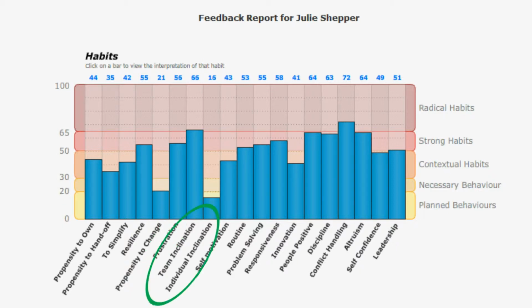The opposing habits of team and individual inclination maps an individual's inclination to work as part of a team versus in isolation, and we can clearly see Julie has a strong habit and preference to working in a team versus alone.